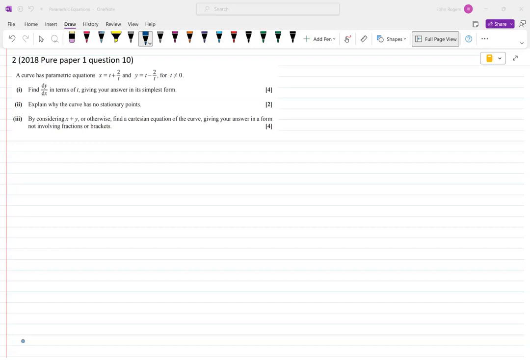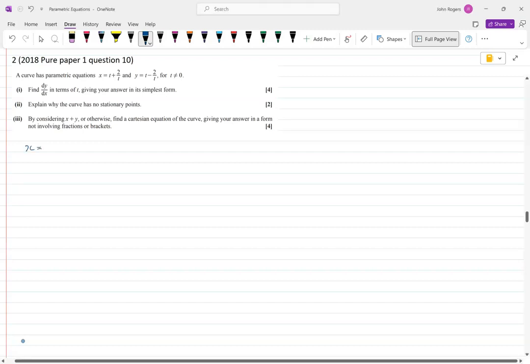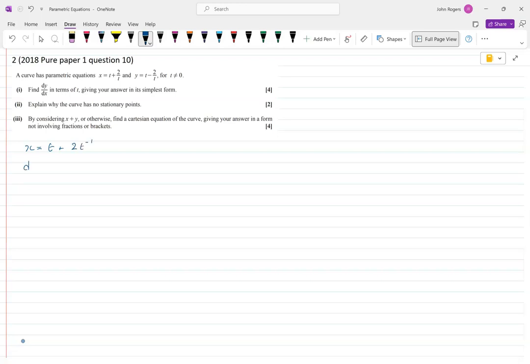It's not too bad. Anyway, first bit is to find dy by dx, which is no real problem. We need to find individually dy by dt and dx by dt. Dx by dt, let's write it in power form. Differentiate t with respect to t, you get 1. Differentiate this, times by the minus 1, take 1 off the power, that's minus 2, t to the minus 2. So that's equal to 1 minus 2 over t squared.